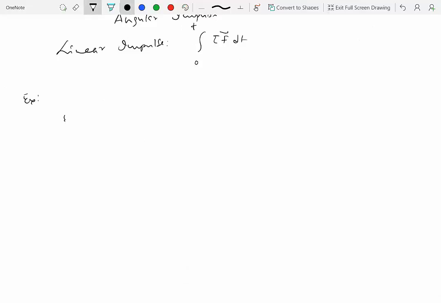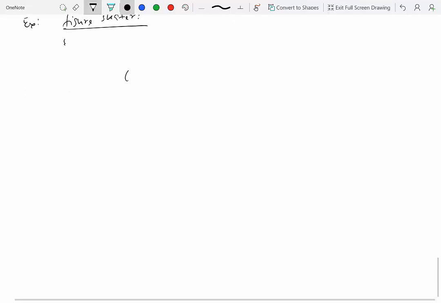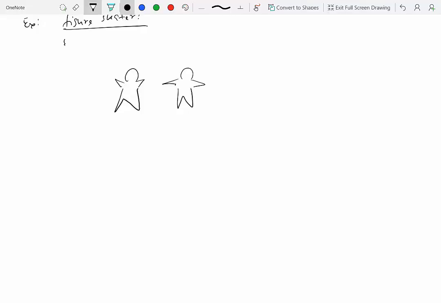So for example, we have a figure skater. What does a figure skater do? Let me try to draw this. We have hands, we have the legs, and you can extend the hands, you can bring them inward, right? So you bring them inward, and you can control the spin rate when you do that.